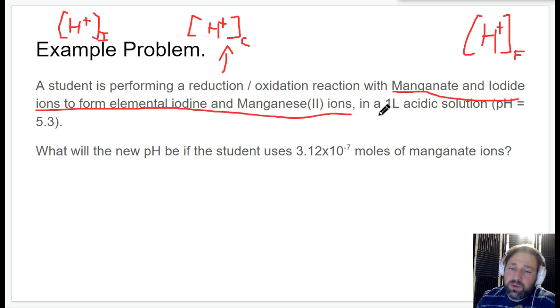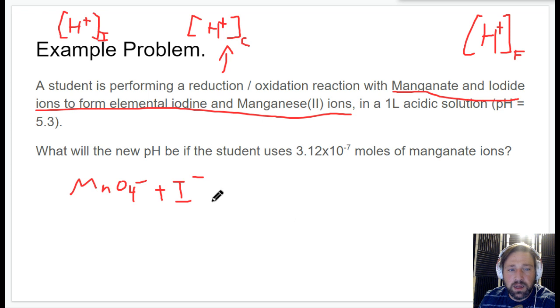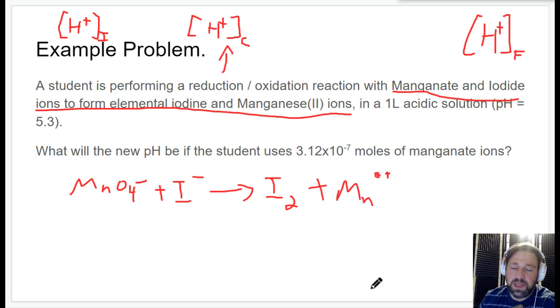So we're going to have to go through and think, okay, what is manganate? Manganate is MnO4 minus. Iodide ions, well, you guys know that. It's just I minus, an iodide ion. And this is going to form elemental iodine, I2, and manganese 2 ions. So it's going to be manganese ions, and we know that it's 2, so it's 2 plus. So this is going to be our unbalanced redox equation.